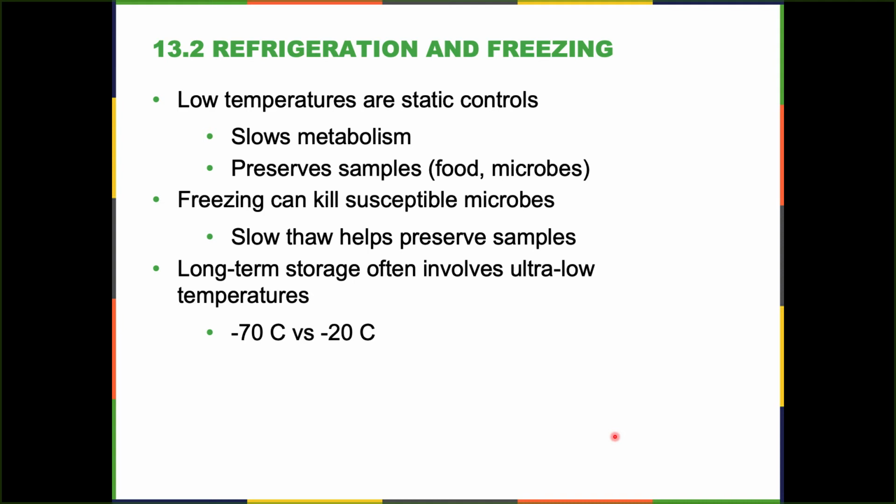So some, especially eukaryotic microbes, tend to be really sensitive to things like freezing and thawing, right? So sometimes a slow thaw helps preserve the samples a bit better. Right. And then typically if you're going to do long-term storage, we use super low temperatures, right? So typically your home freezer will be about minus 20 Celsius. Our ultra low freezers are going to be around minus 70, minus 80 Celsius. So super duper low, right? And then again, here the idea is that we'd like to preserve our samples, static control, as opposed to killing, right?